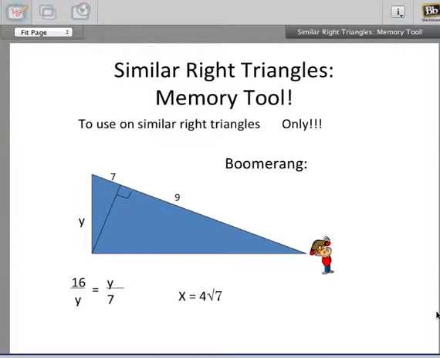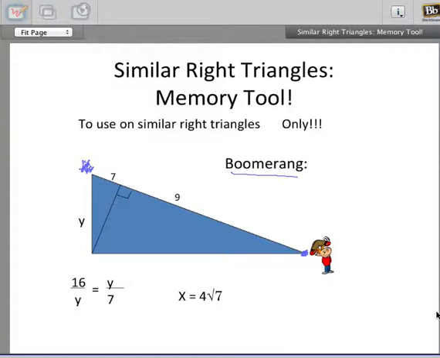Okay, this is another example of the boomerang, where now I'm going to throw it from down here because I'm looking for this side y. So notice, if I was to throw the boomerang from the top, it would go across this way, back here, and then stop at the 9. But that doesn't help me solve for y. So I don't want to do that.